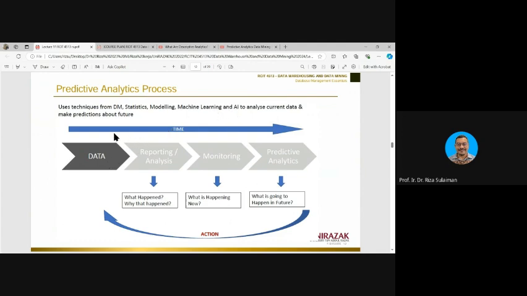So of course, in time, data are being analyzed, and here they will try to find what happened and why does that happen, and then they try to monitor what is happening now. So monitoring, and then predictive, what is going to happen in the future, and then they do the action.